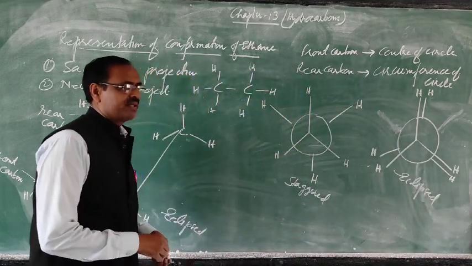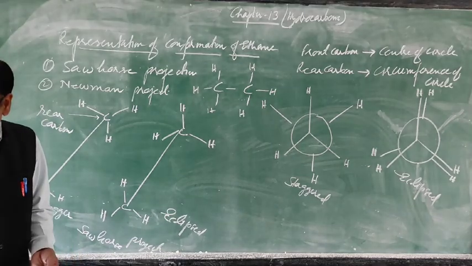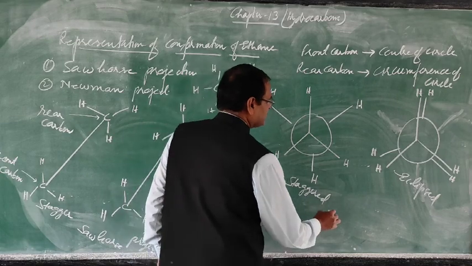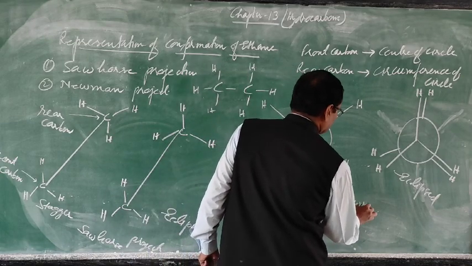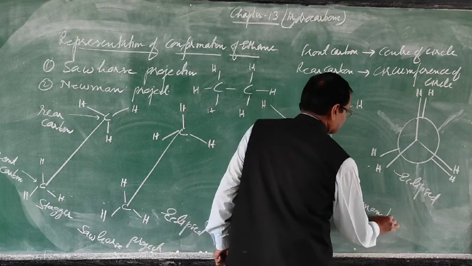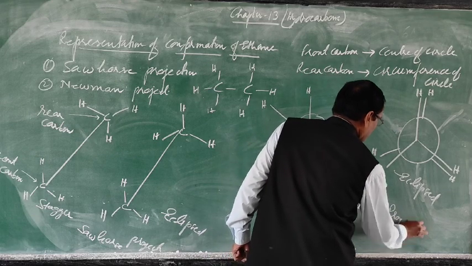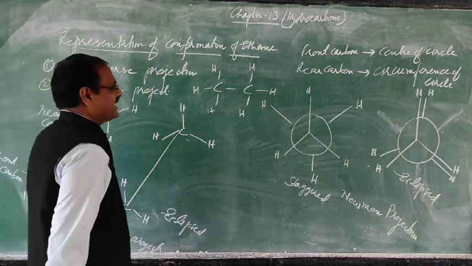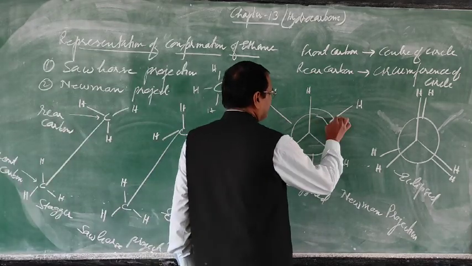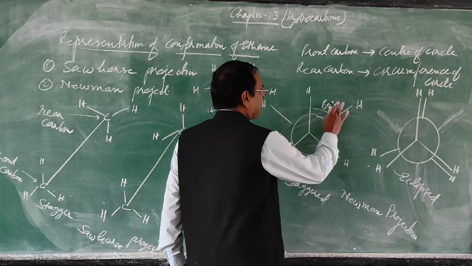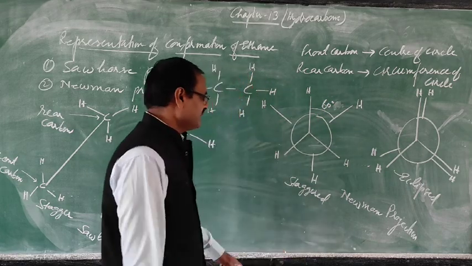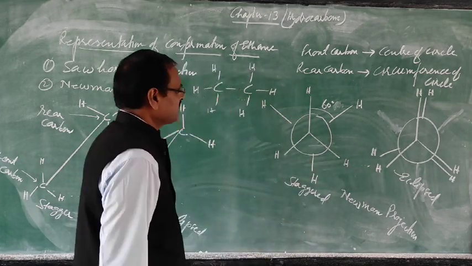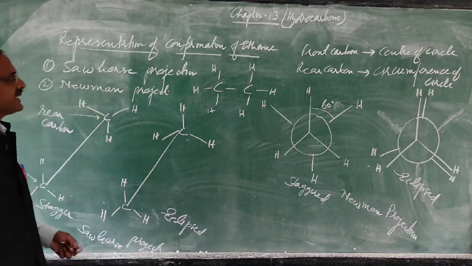And this type of representation is called Newman projection. And both the forms are interconvertible. If you rotate through 60 degrees, then staggered will be converted to eclipsed and eclipsed will be converted to staggered. Means only 60 degrees.